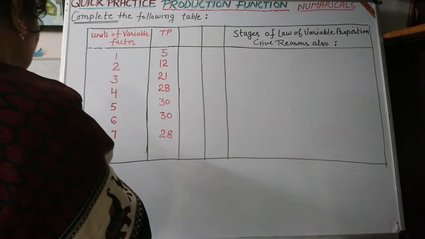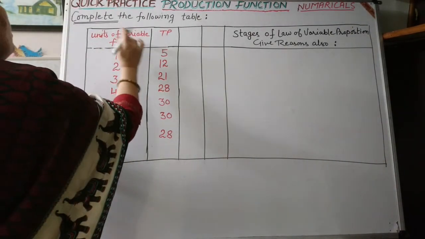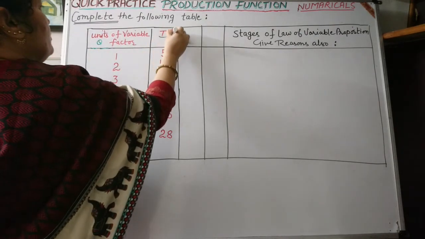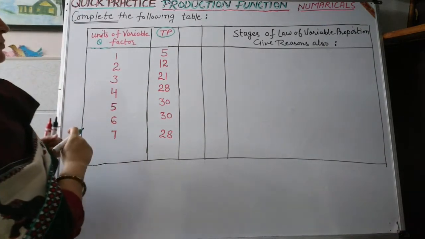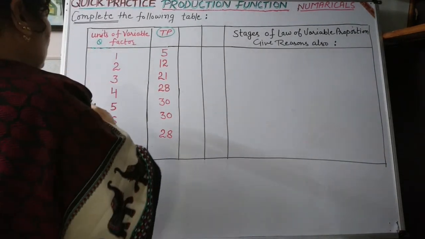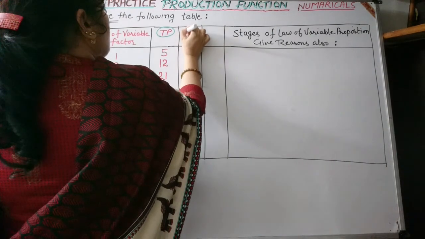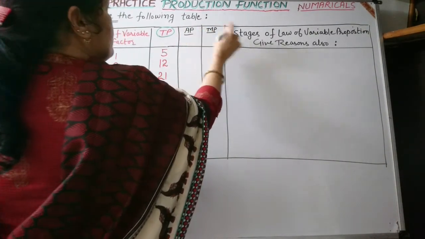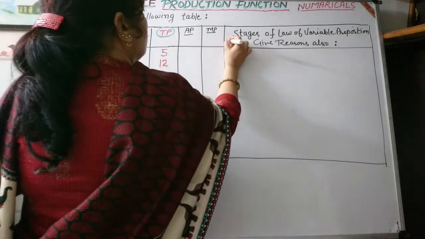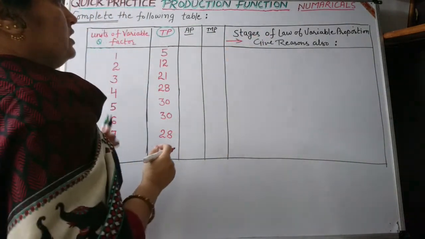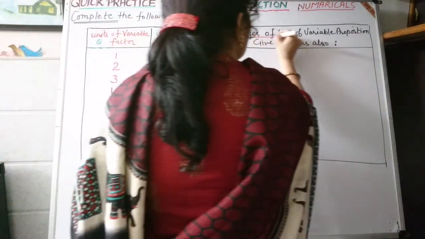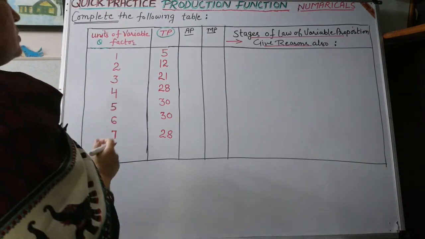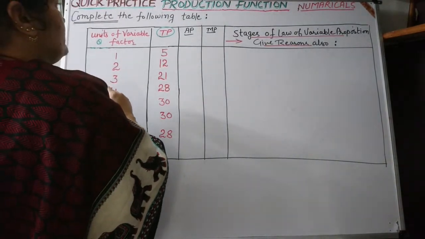Here a statement is given. In this statement, units of variable factor, which means quantity, are given, and moreover total production is also given, and we have to calculate average production or marginal production, because in our next calculation we have to clear the different stages of law of variable proportion, and we have to give their reasons also. So let us calculate AP.